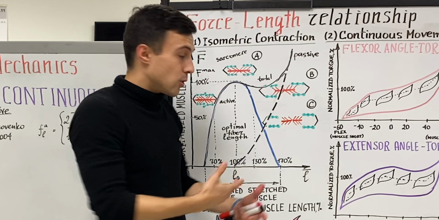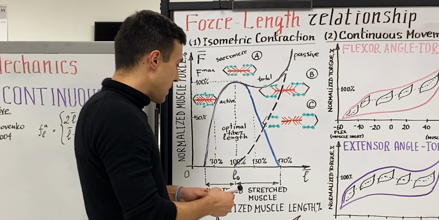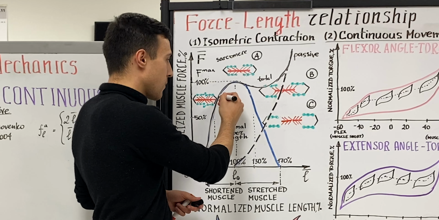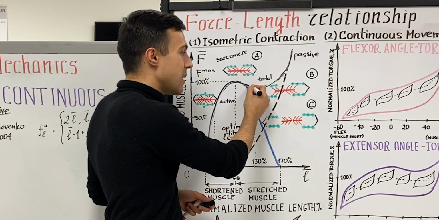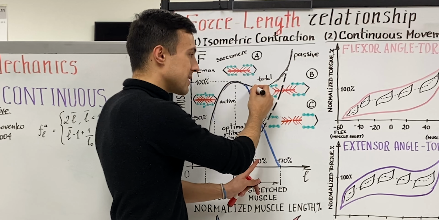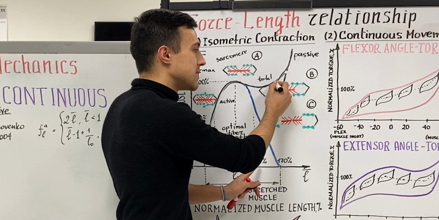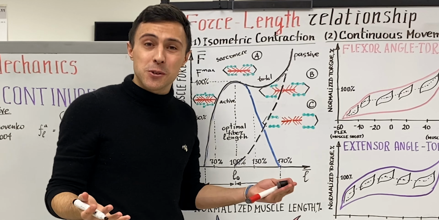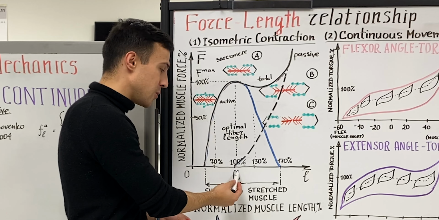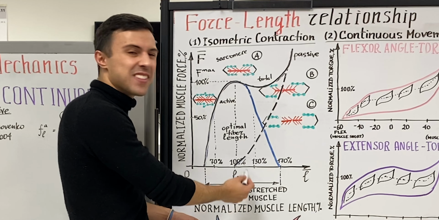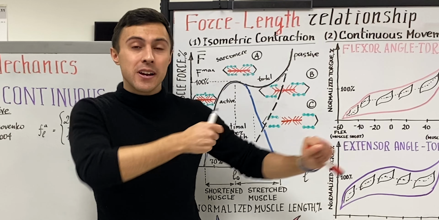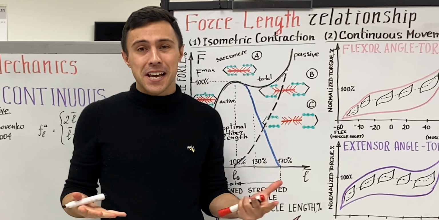So how does that look on our plot? That means you will be actively generating force, and then when you cross some value, there will be passive contribution. And where does the passive contribution start? Passive contribution usually starts at the optimal fiber length. When you start stretching the sarcomere, it starts acting kind of like an elastic band.